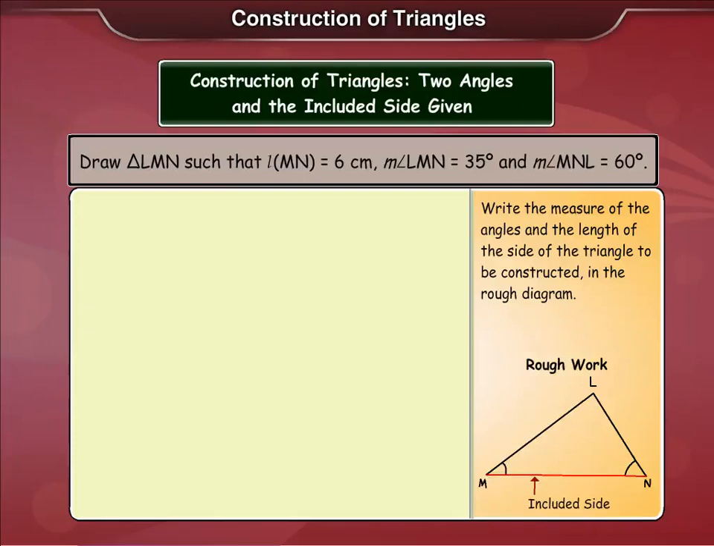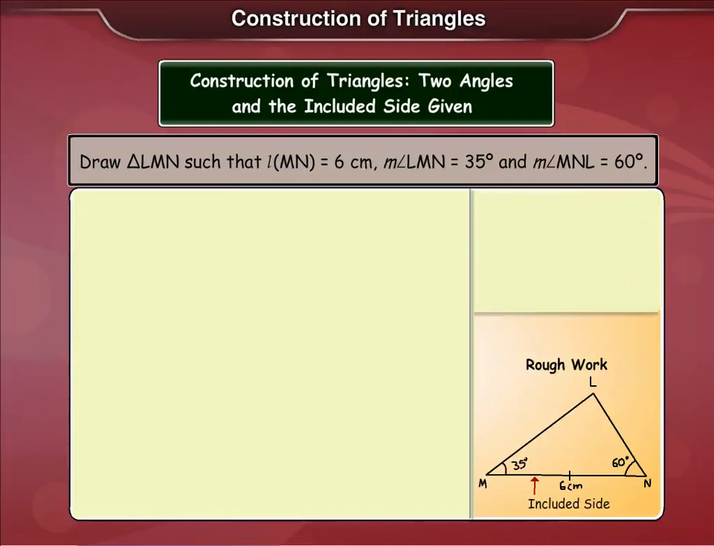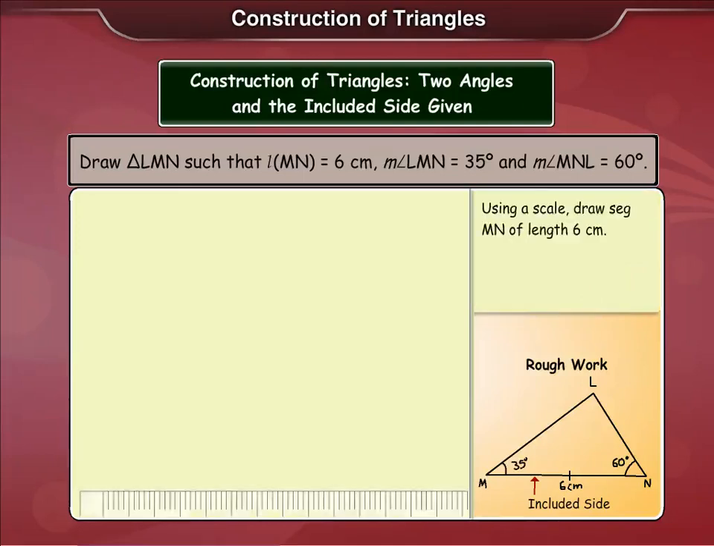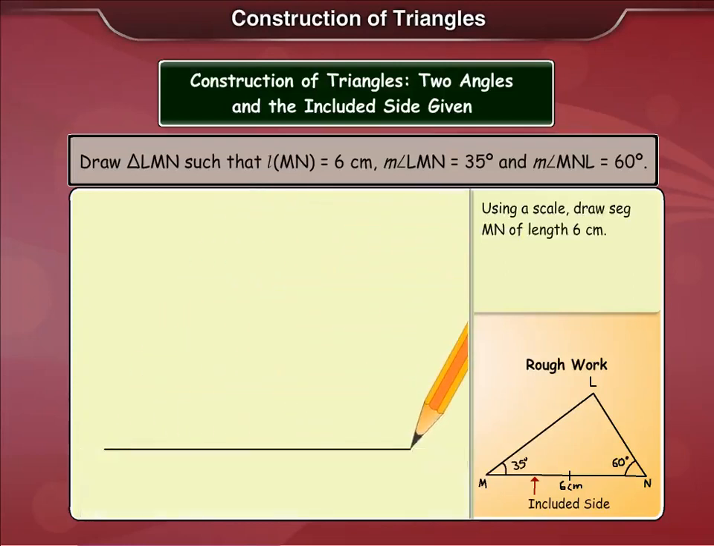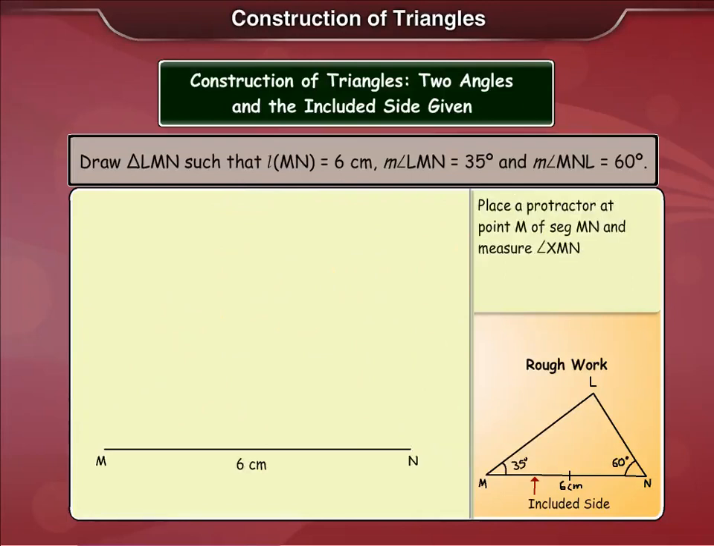Now, place a protractor at point N of segment MN and measure an angle of 60 degrees. Mark point Y at 60 degrees. Join point N and point Y to get ray NY. Angle MNY measures 60 degrees. The point at which ray MX and ray NY intersect is point L. The required triangle LMN has been constructed.